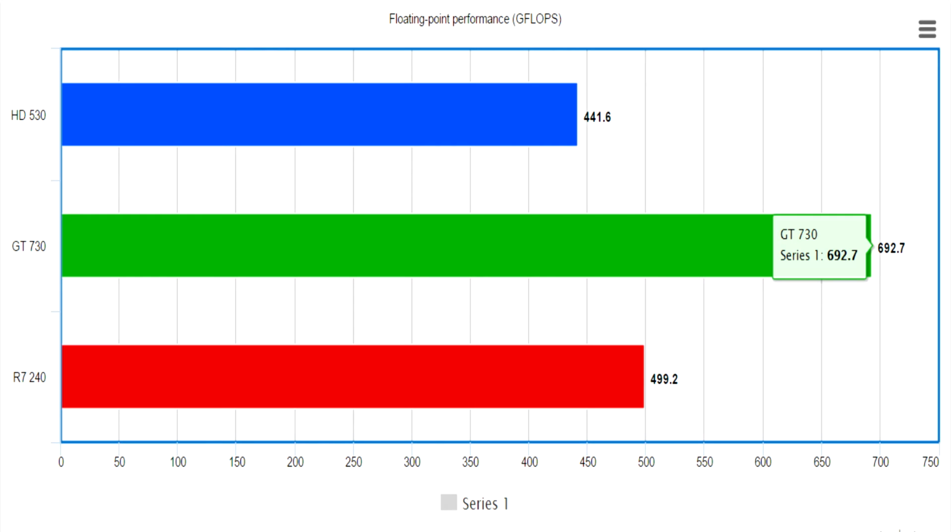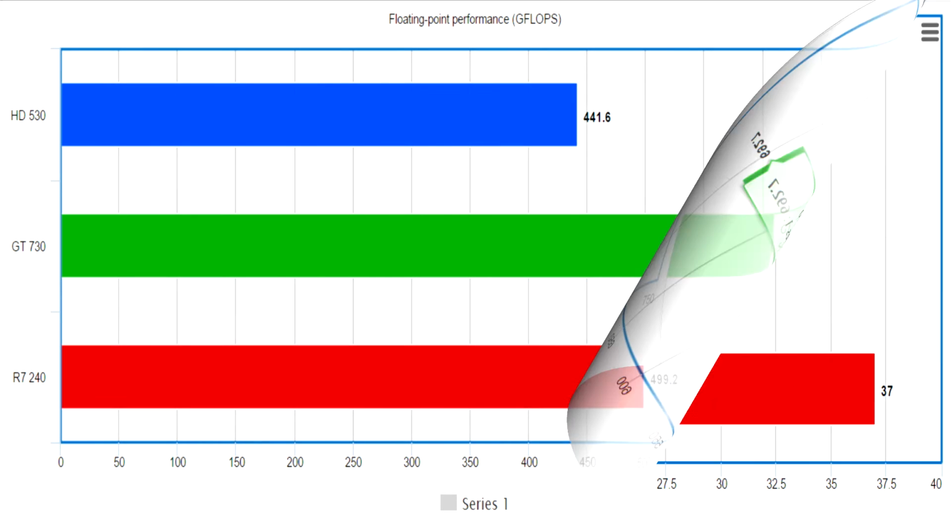Let's talk about floating point performance. In this case, the GT730 gets 692 gigaflops. The R7240 is near 500 gigaflops and the HD530 is at 441 gigaflops.